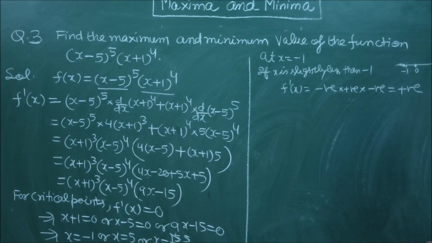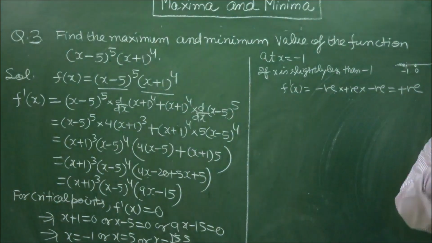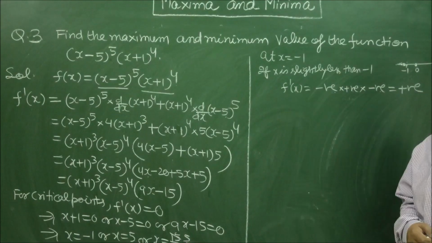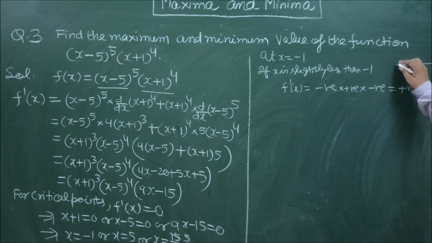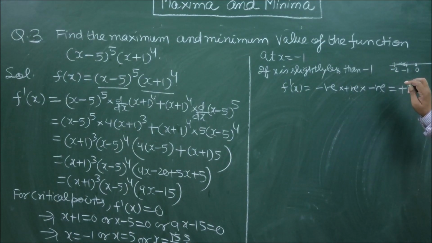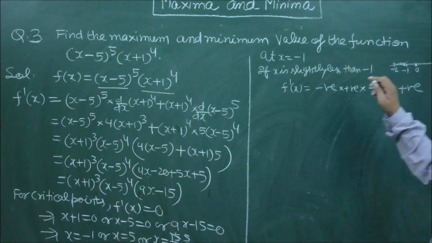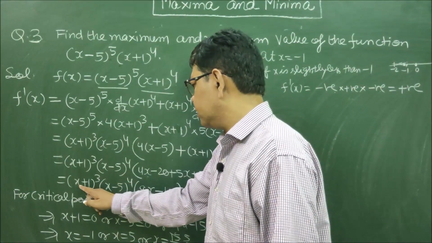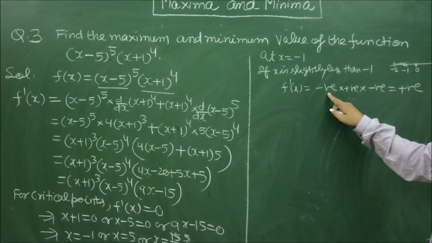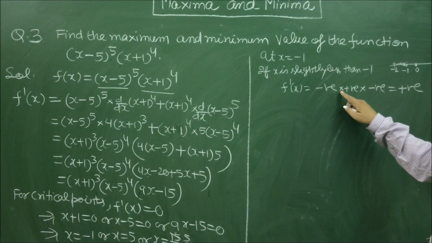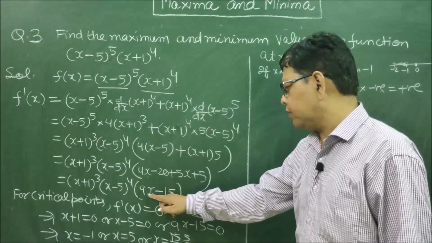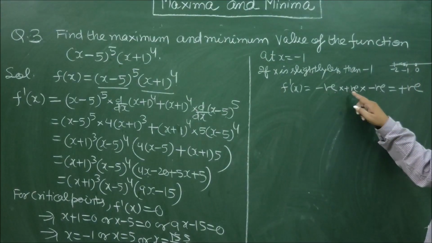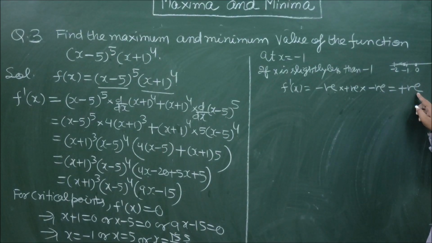If x is slightly less than minus 1, the value of x can be taken as minus 1.1. If I put minus 1.1 here, then the first factor is negative, the even power factor is positive, and the last factor is also negative. So overall the value of f dash x is positive.